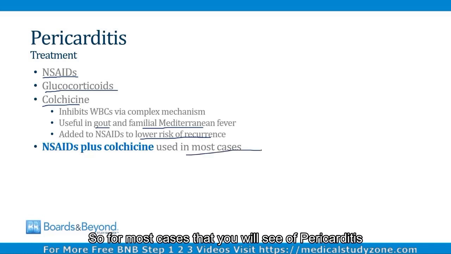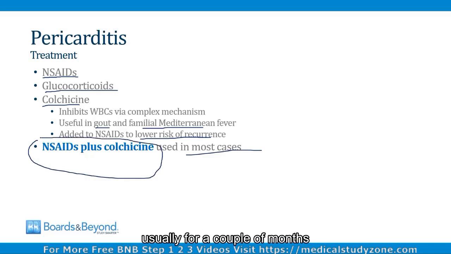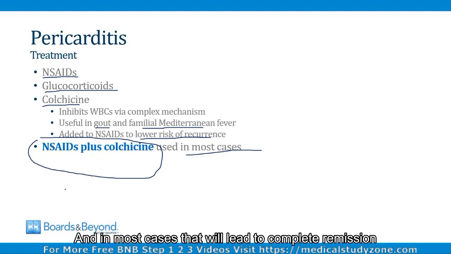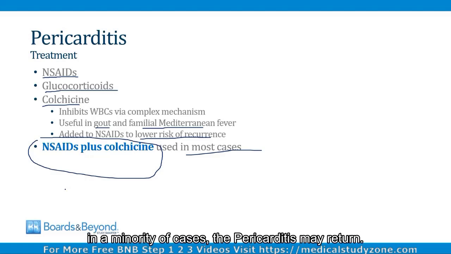So for most cases that you will see of pericarditis, the treatment that will be prescribed will be NSAIDs plus colchicine, usually for a couple of months, and then the drugs can be stopped. And in most cases, that will lead to complete remission. In a minority of cases, the pericarditis may return.